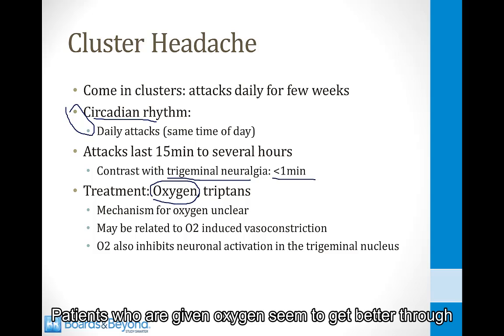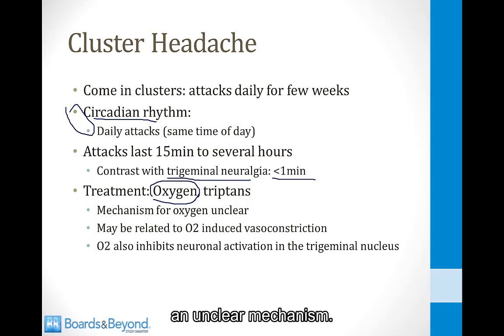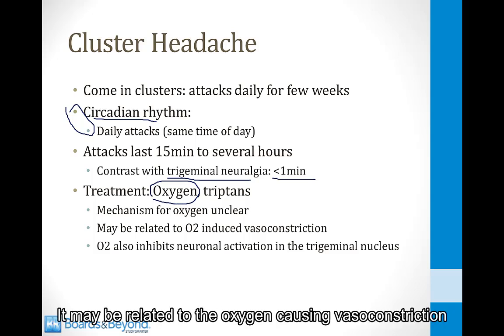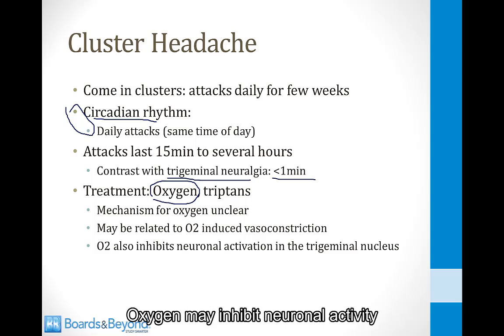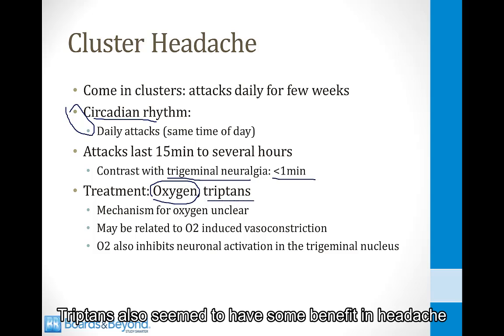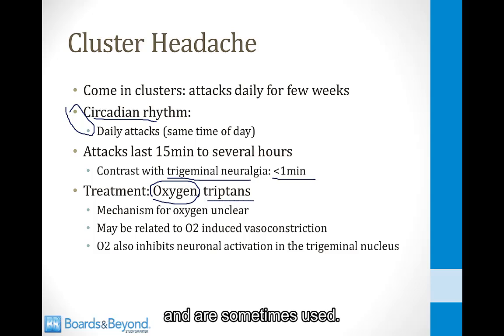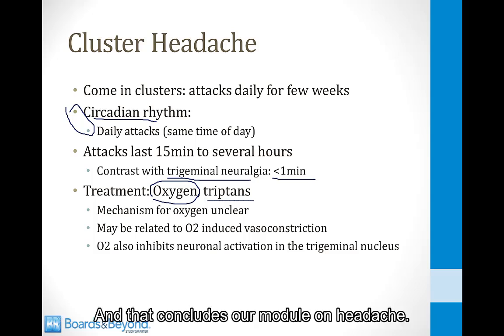Patients who are given oxygen seem to get better through an unclear mechanism. It may be related to the oxygen causing vasoconstriction because you deliver so much oxygen to the brain, but we don't know if that's correct. Oxygen may inhibit neuronal activity in the trigeminal nucleus, so that may help, but we really don't know why. Triptans also seem to have some benefit in headache and are sometimes used. And that concludes our module on headache.